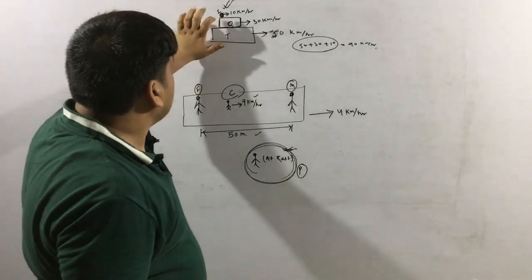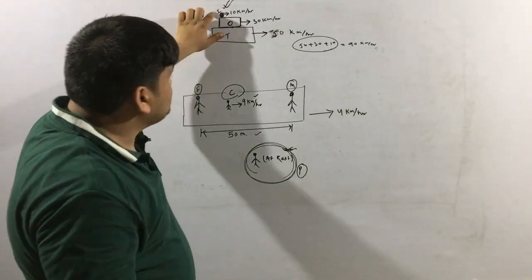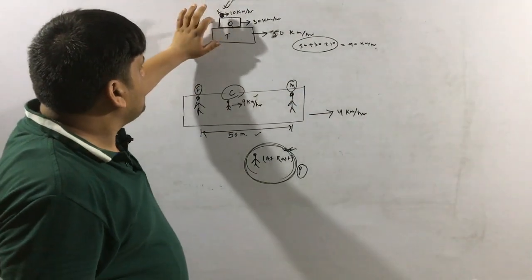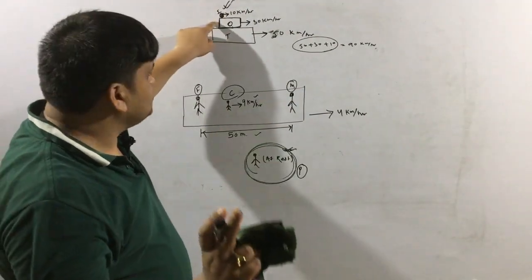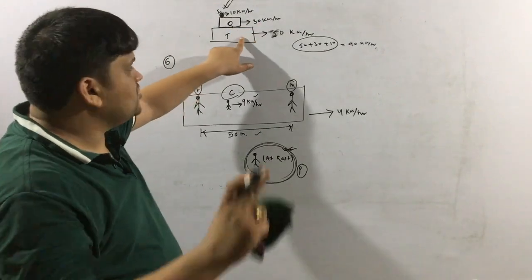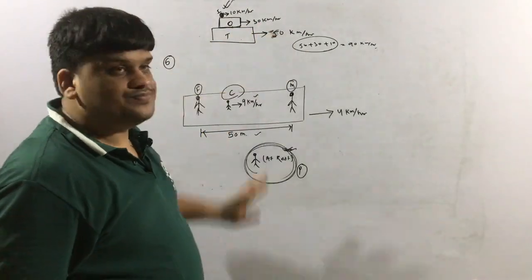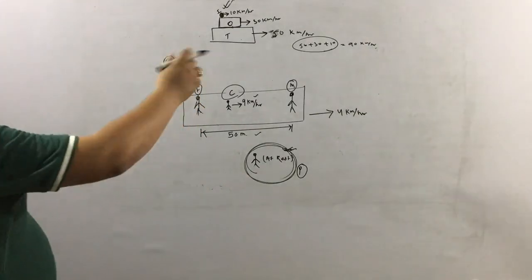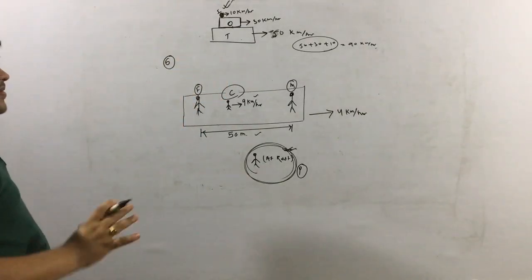But what is the speed of the insect with respect to the person outside? 90. What is the speed of the object with respect to the person outside? 50 plus 30, 80. What is the speed of the train for the person outside? 50. Is it clear? So kindly remember whom you are comparing. Okay, then only you can find the exact value.